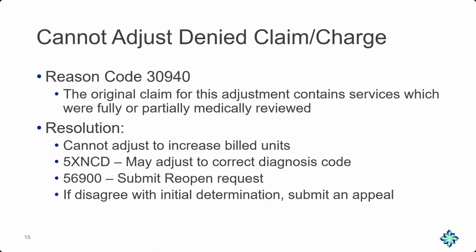If the claim denied with reason code 56900, stating that medical records were not received, you will need to submit a reopen. Changes cannot be made to units of a denied service. So if you disagree with the determination that was made by medical review, you're going to want to submit an appeal in those circumstances.